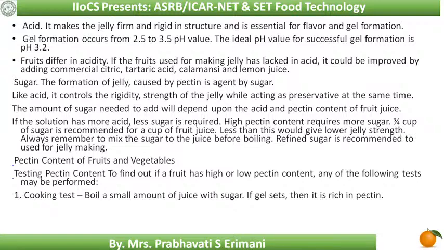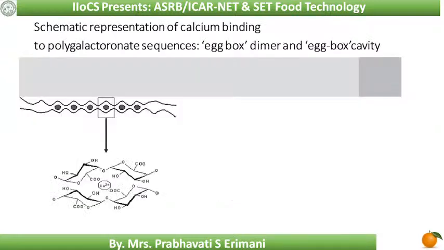So how can it be done? The cooking test: we boil a small amount of juice with the sugar. If it gel sets, then we can understand it is very rich in pectin. I was telling about how the gel forms with calcium. It is called the egg box dimer and egg box cavity, because you can see here the pectin segments are inside with calcium. Okay, this is what is explained in the structure.